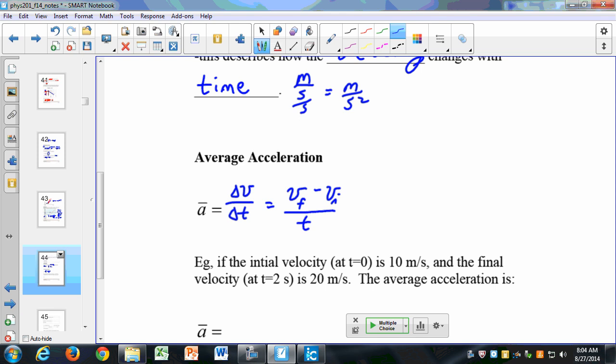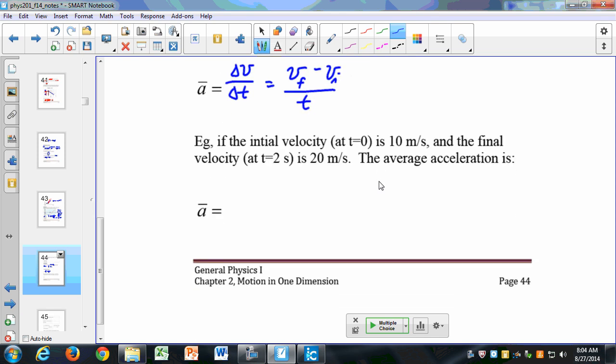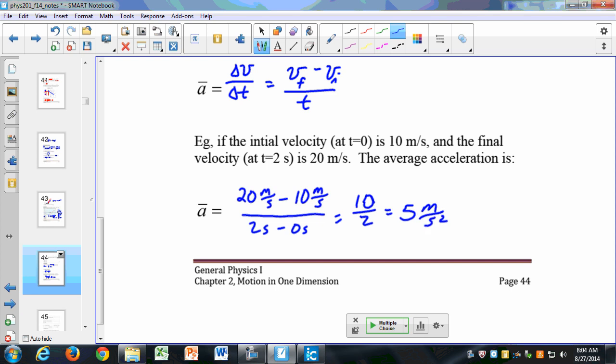Here, I'm not even going to bother giving the initial time because we'll assume that that initial time is 0. So for example, if I had an initial velocity of 10 meters per second and the final velocity was 20 meters per second, then I could calculate my average acceleration: 20 meters per second minus 10 meters per second, divided by 2 seconds minus 0 seconds. That's 20 minus 10 is 10, over 2, which is 5 meters per second squared.